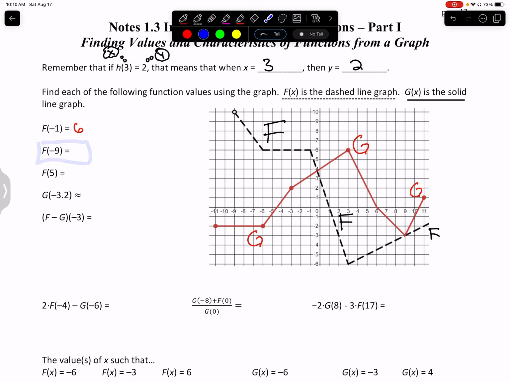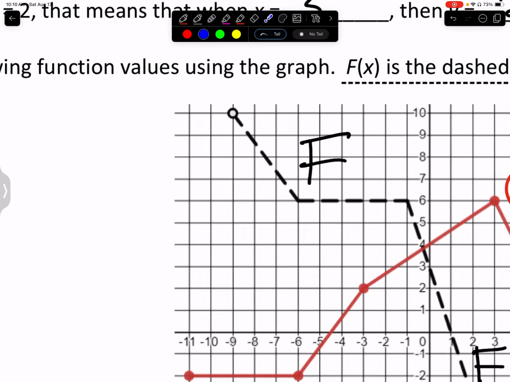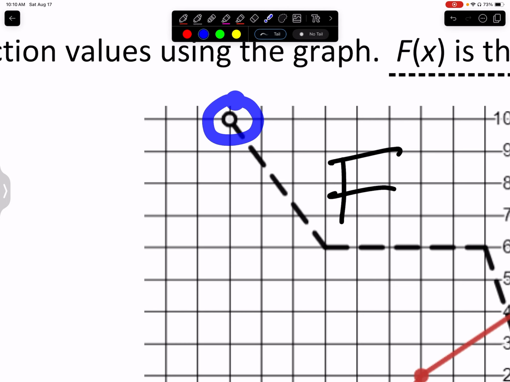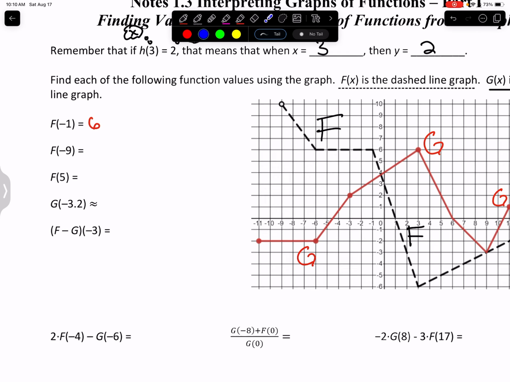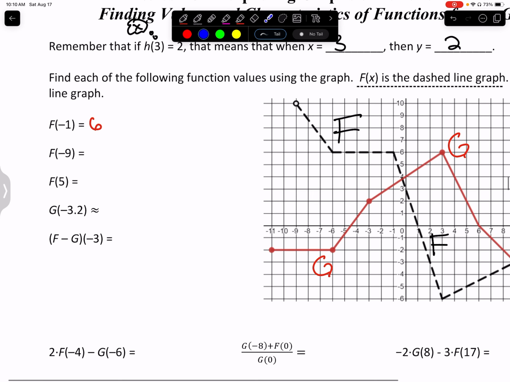Next we have f of -9. So I start at the origin, I go left 9, f is above. If I go up until I hit f, I can see here, if I look closer, there's an open circle here when x is -9. An open circle means that the point gets really, really close to that value, but never actually touches it. So what that means is function f is not defined when the x value is -9. I'm just going to get rid of this equal sign, and I'm going to say f of -9 is undefined.